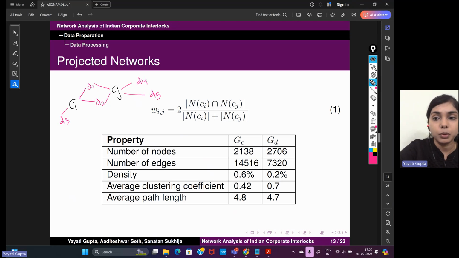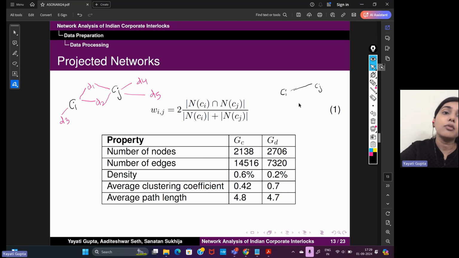Now, in the projected companies network, since CI and CJ have shared directors, there will be an edge from CI to CJ, and this projected network is weighted based on the dice coefficient of the neighbors of CI and CJ. We have used the dice coefficient here because the network is sparse, and the intersection of NCI and NCJ for most of the companies is pretty small. In this way, we have created the projected companies network.